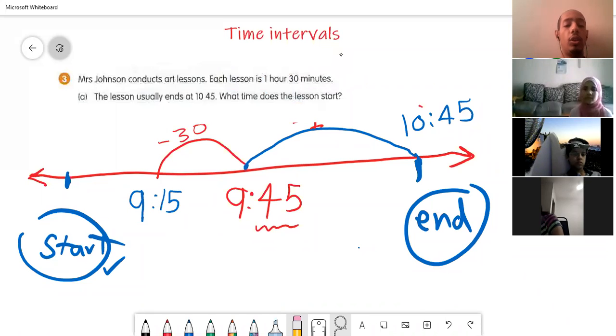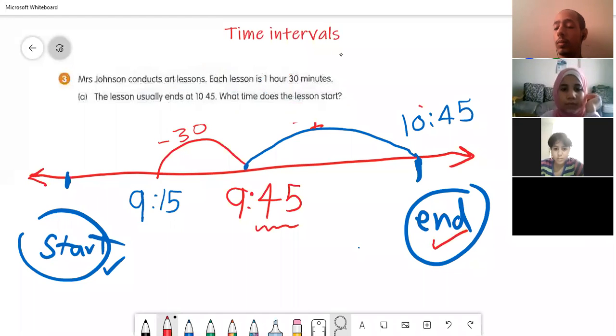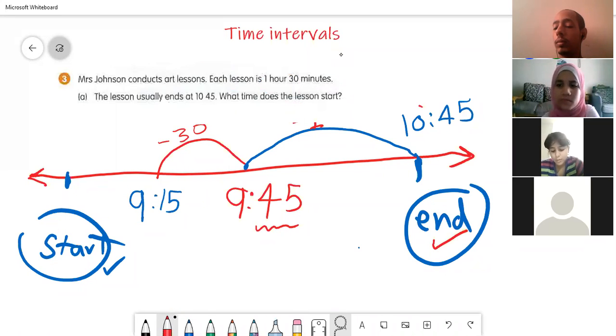The lesson usually ends at 10:45. We are given the end time, okay? What is the end time? First step, we need to take 1 hour first, then 30 minutes, and then the answer will be there.